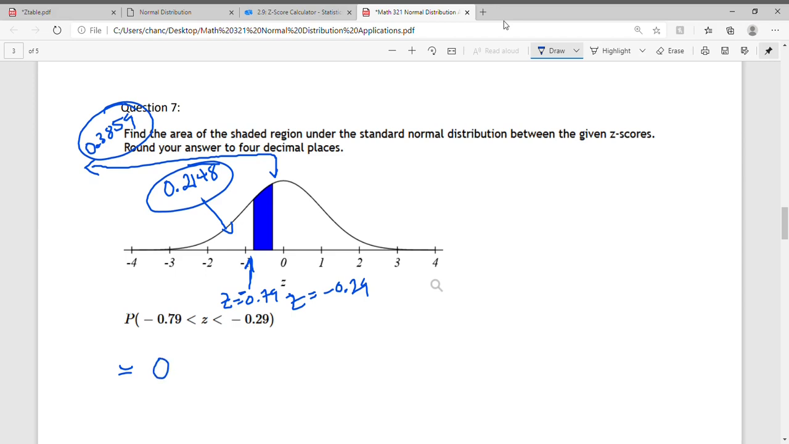So I'm going to do 0.3859 minus the area of the smaller one. That's 0.2148. Now let's simplify this. This is equivalent to 0.1711. And that is the area between these two z-scores.